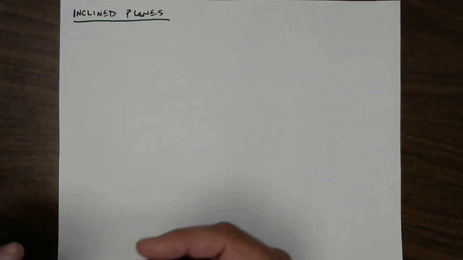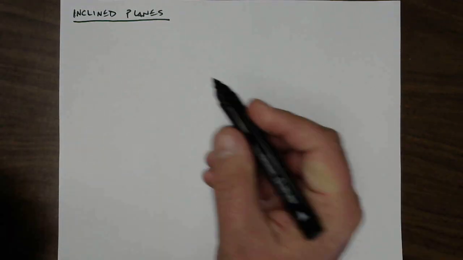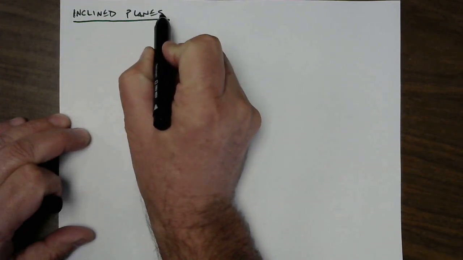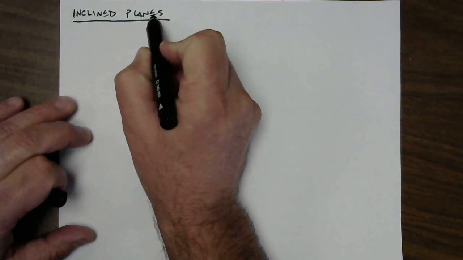Okay, good morning everybody and welcome to the video on inclined planes for the college prep class. Inclined planes are simply a tilted flat thing. Inclined is tilted, flat thing is a plane.